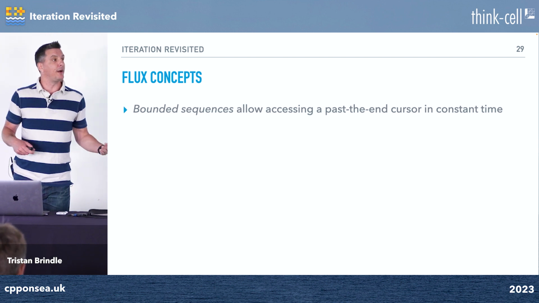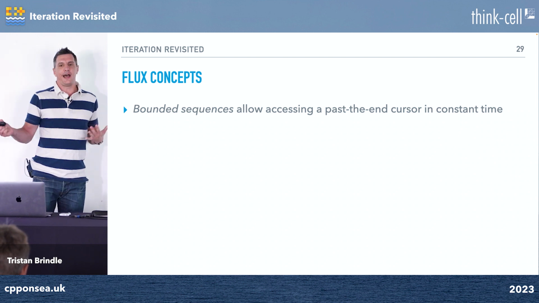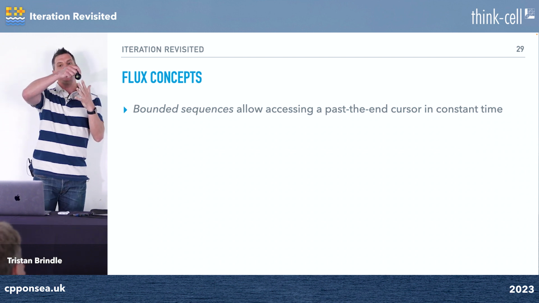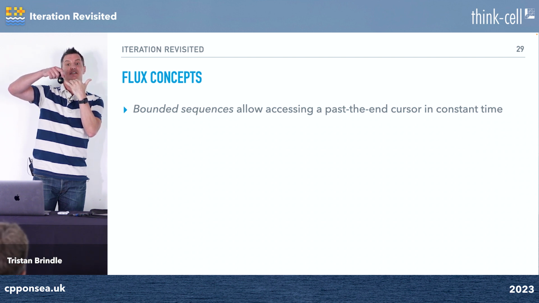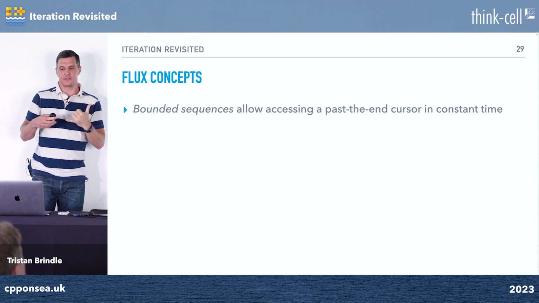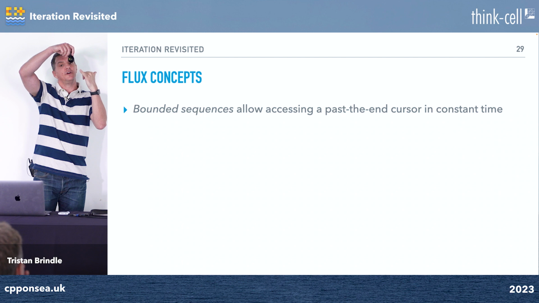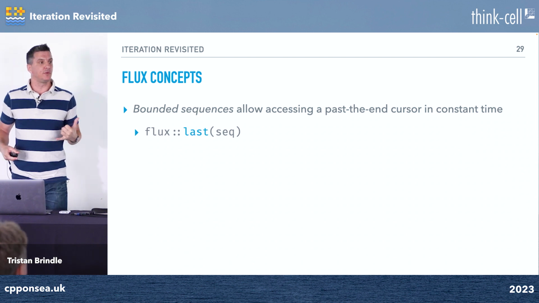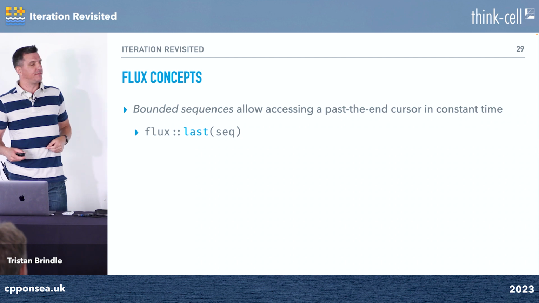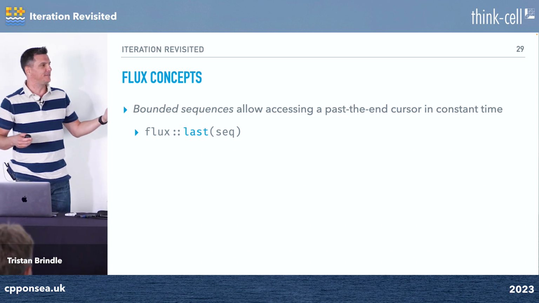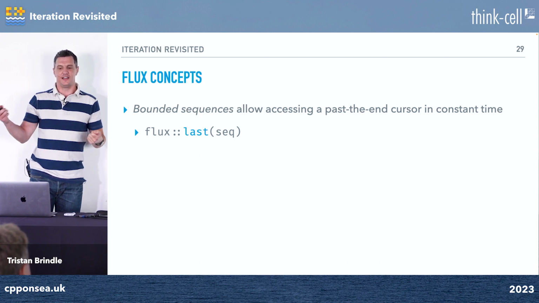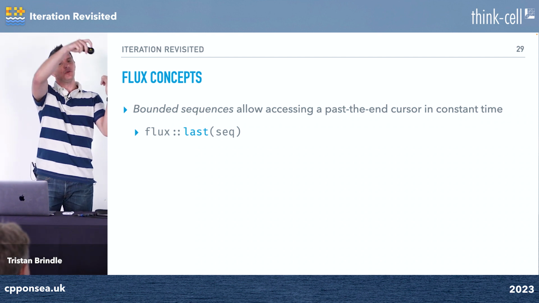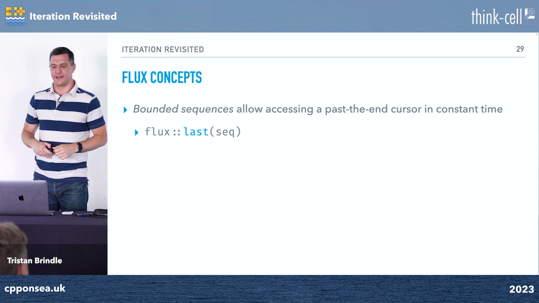So in Flux, we have what we call bounded sequences. Our end check operation, we had this is_last function. So this means that actually sequences don't need to be able to provide a past-the-end cursor, right? And this is really quite useful for writing certain kinds of sequences. But actually, a lot of sequence implementations can provide this past-the-end cursor in constant time. Those that can, we call bounded sequences. And there's a function called flux::last, the counterpart to first. First gives you the cursor to the start, last gives you the cursor to the end. So in particular, if you want to reverse a sequence, then not only do you need bidirectional iterators, but you also need to know where the end is so that you can start going backwards from there.